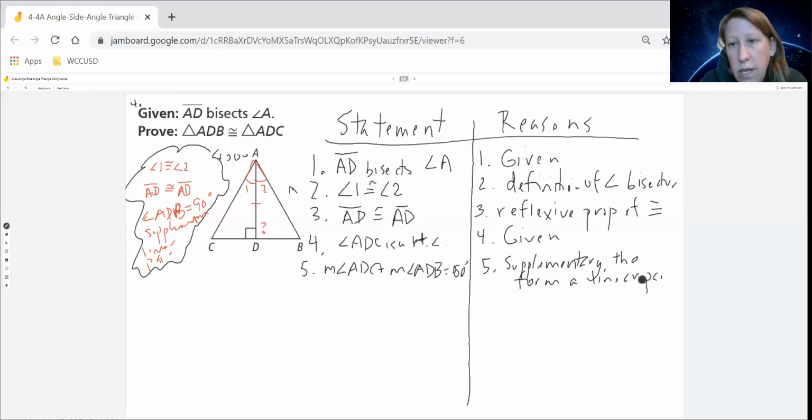If I was really mean, I would make you show a couple more steps in here, but as long as you're pointing out to someone that, hey, these are next to each other, so they make 180. That's the point there.